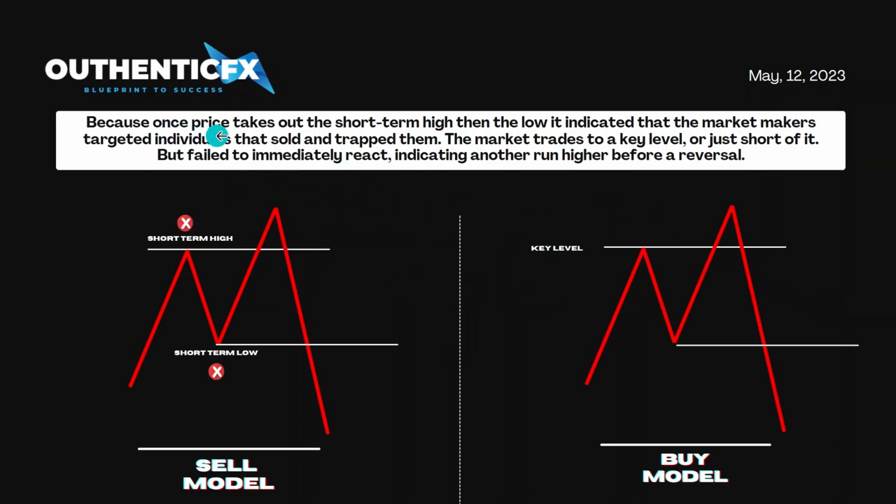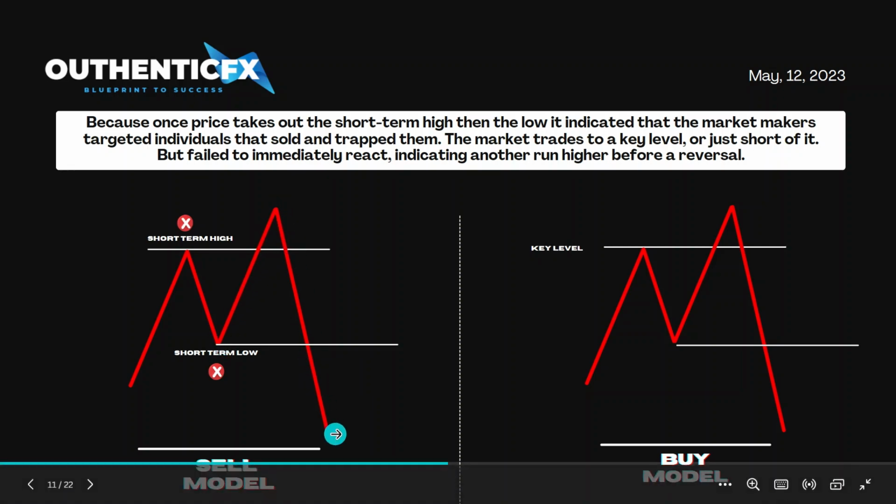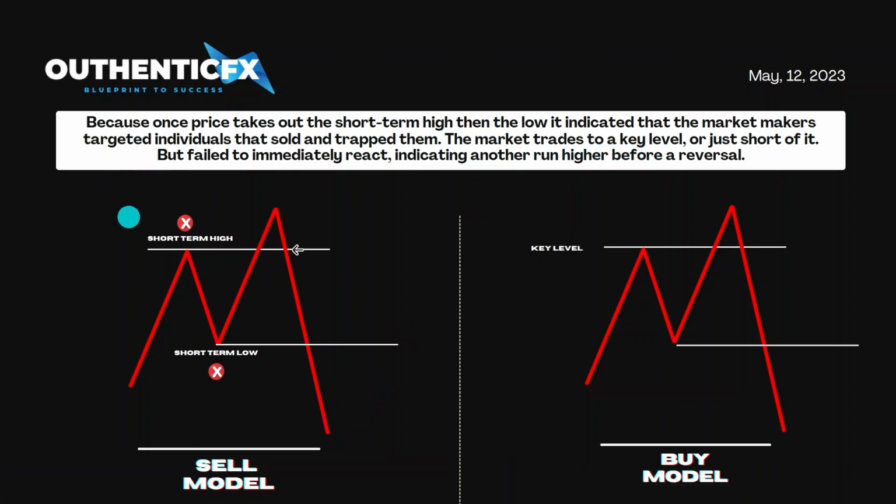It is a breaker because once price takes out the short-term high, then the low, it indicates that the market makers targeted individuals that sold and trapped them, right? So individuals that sold on this leg were trapped within this move, and now they reprice price back down to the downside. The market trades to a key level, right?